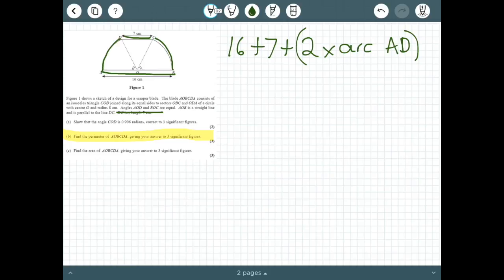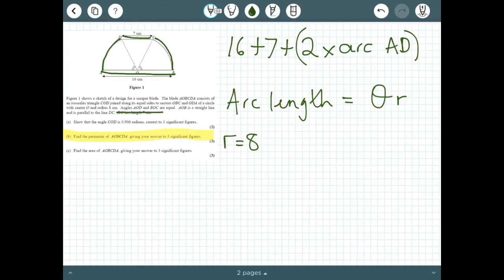Now, working out the arc length in radians, arc length is simply worked out by theta r. Looking at the information we have beforehand, we know that the radius of each arc is going to be 8, and now we just need to work out theta.